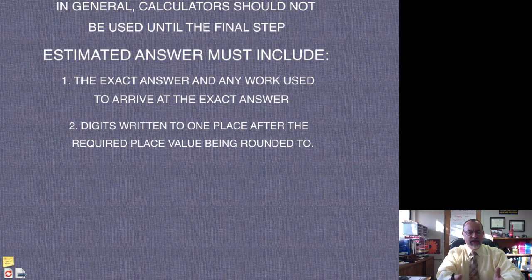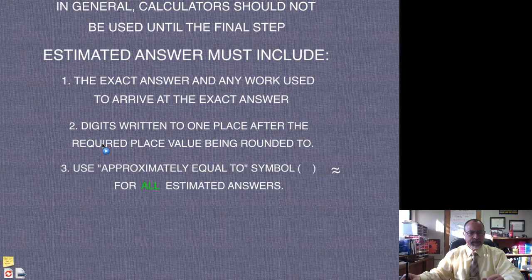So hundredths place is all the digits you need to write. If you write down digits past the hundredths place, which you're not going to be using to round anyways, then that's too many digits. I don't want that on your paper. So just the digits that you need, that you're going to use to round to whatever place you're rounding to. The third thing is make sure that you're using the approximately equal sign.